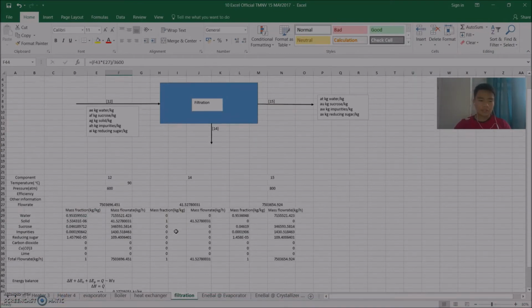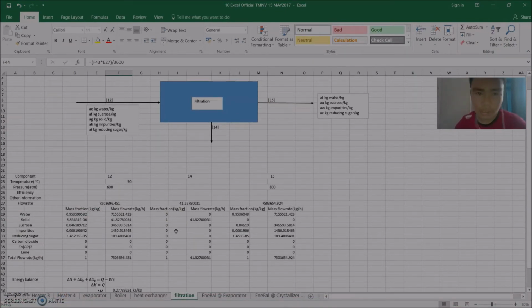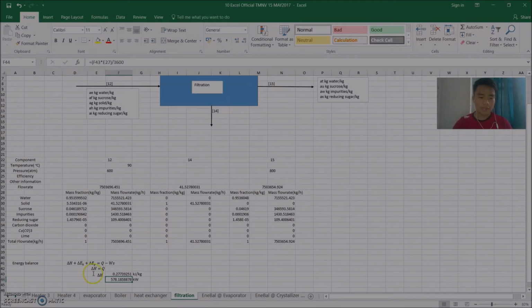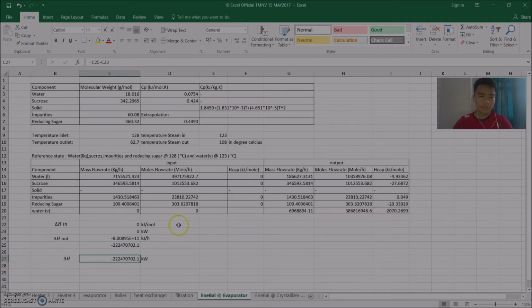Assalamualaikum, Dr. Zita. So now I'm going to discuss the energy balance around the filtration unit first. In order to find the delta H around the filtration unit, we use the formula of delta pressure divided by the density of the solution, and we get this value. Then we multiply this value by the mass flow rate and divide it by 3,600 to get 578.1858878 kilowatts.